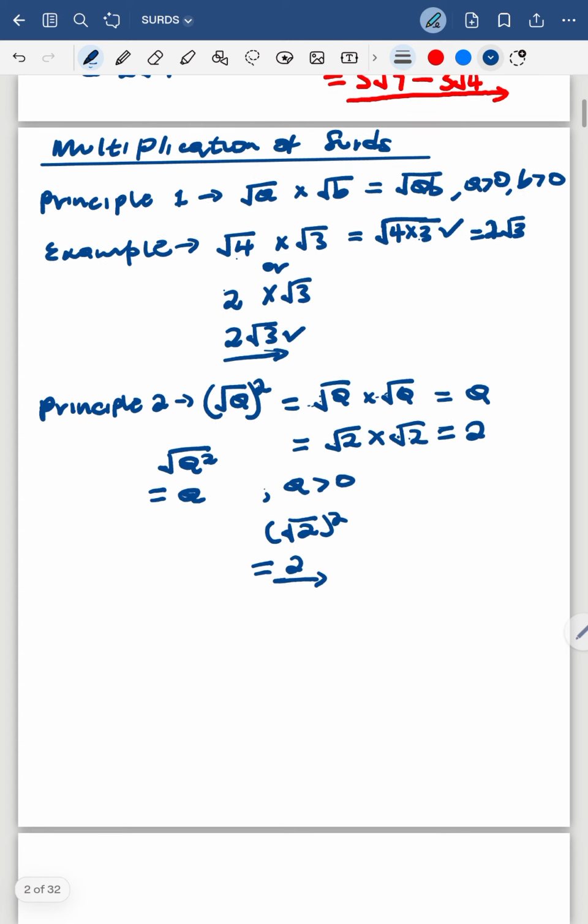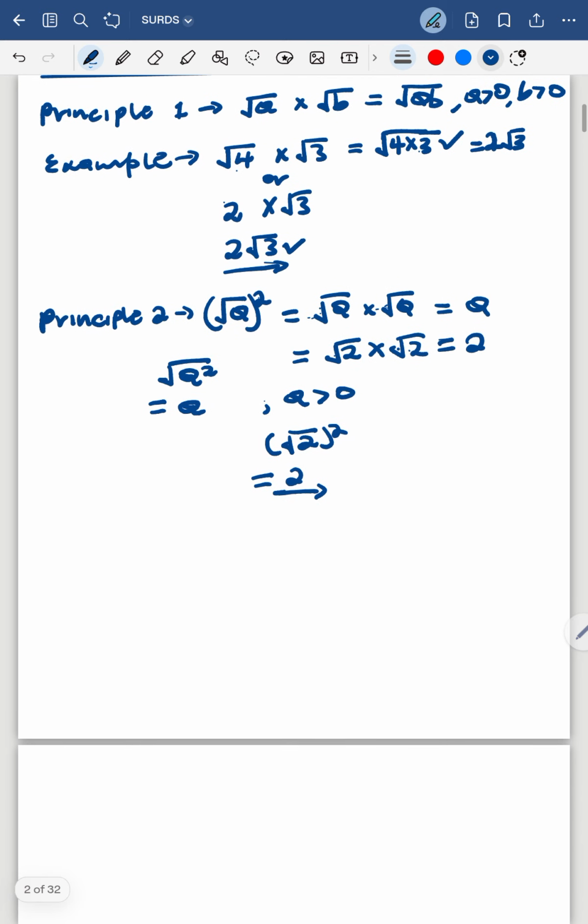Okay, so let's come to the example questions now. Let's say we have here our A, 5 multiplied by root 7. What is the answer here? 5 multiplied by root 7, it's going to be 5 root 7. Okay? Then B, what is B? So our B will be 3 root 5 multiplied by root 2. What will be the answer?